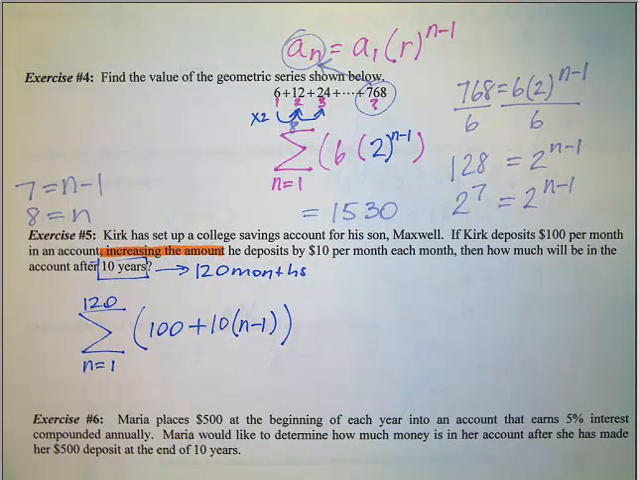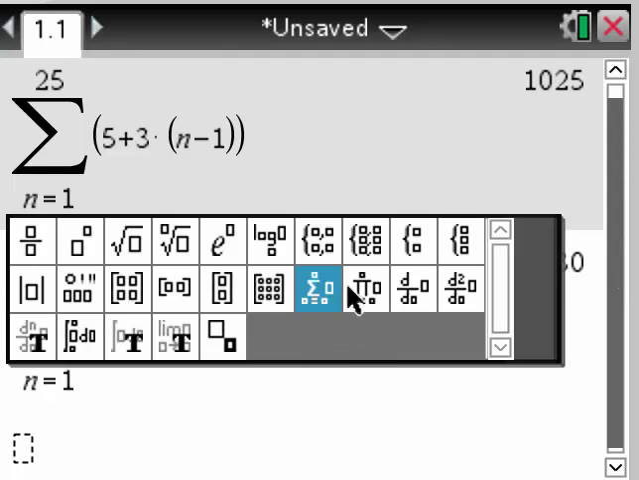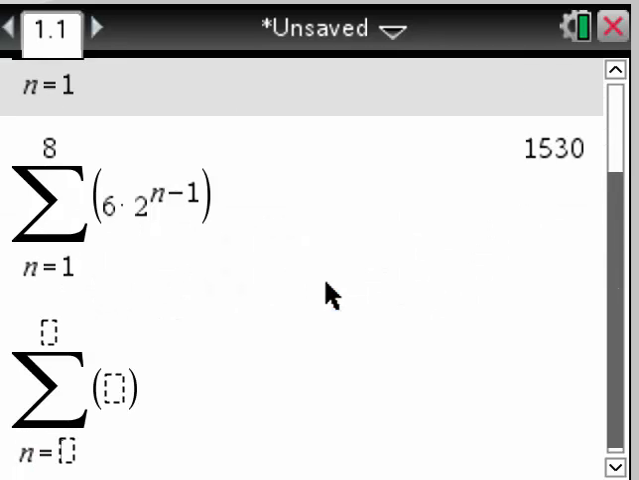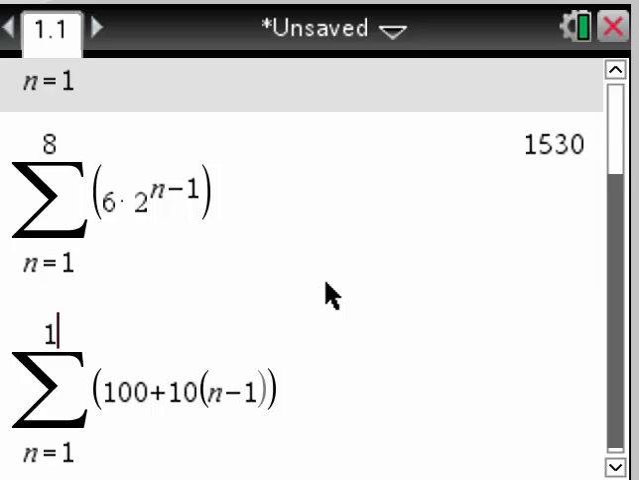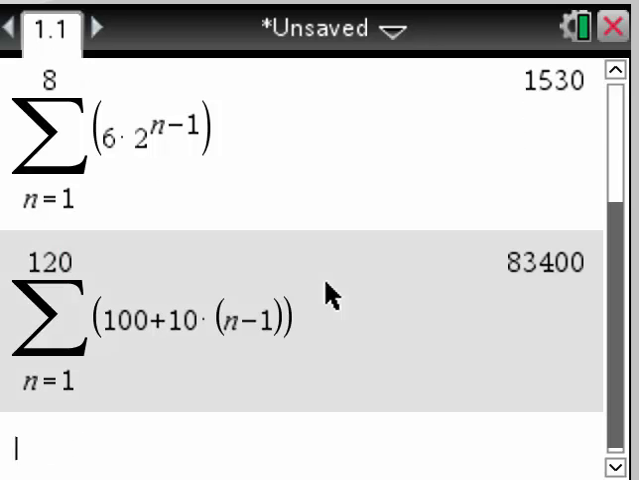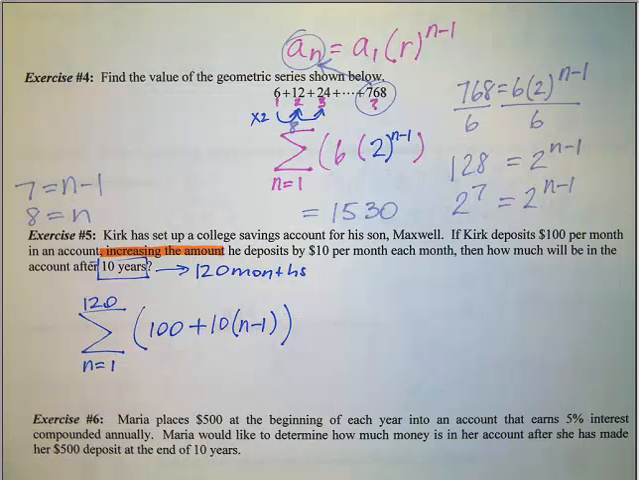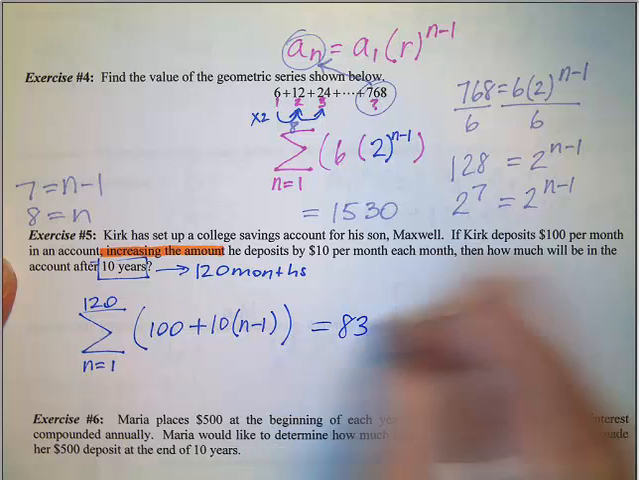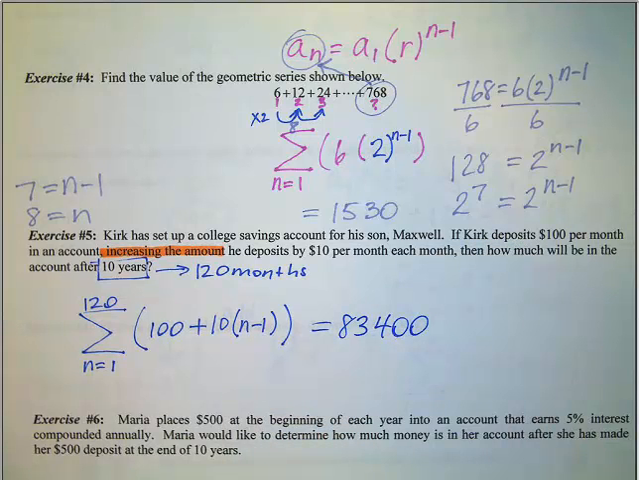Grab your calculator. Let's get our summation again. Fill it in. N equals 1. We have $100 and we're adding to it $10 per month, for 10 years, which is 120 months. So we will have $83,400 at the end of 10 years, and that's without interest. Not too shabby. And Maria.